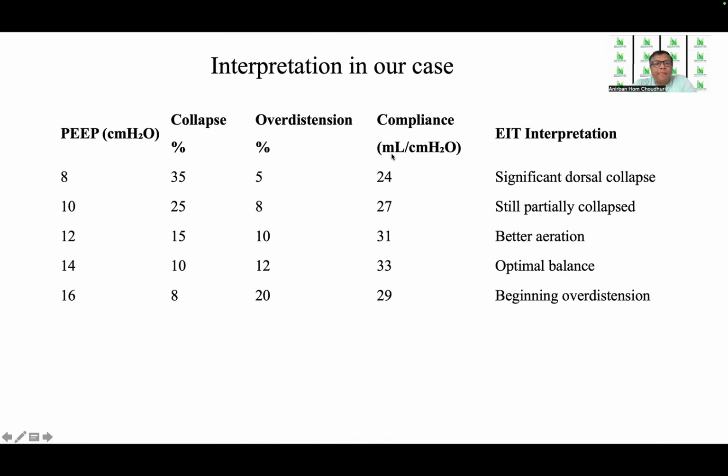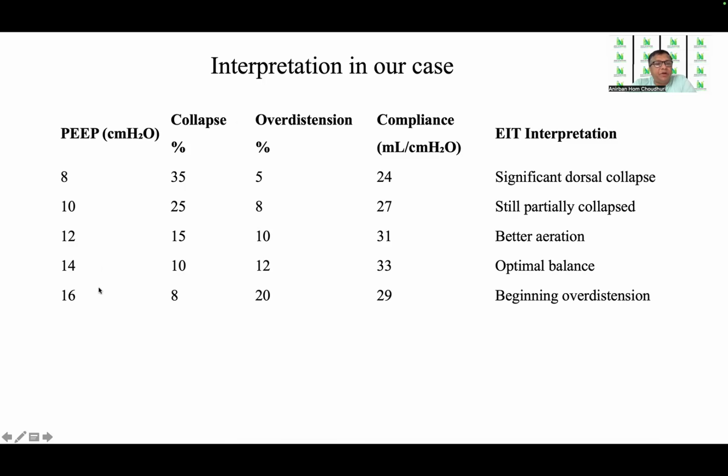So the percentage of collapse is decreasing, I mean, sorry. And we are also keeping an eye on the compliance. So at a PEEP of 14, we can see that the percentage of collapse is 10%, the overdistension is 12%, and the compliance is best, which is 33.